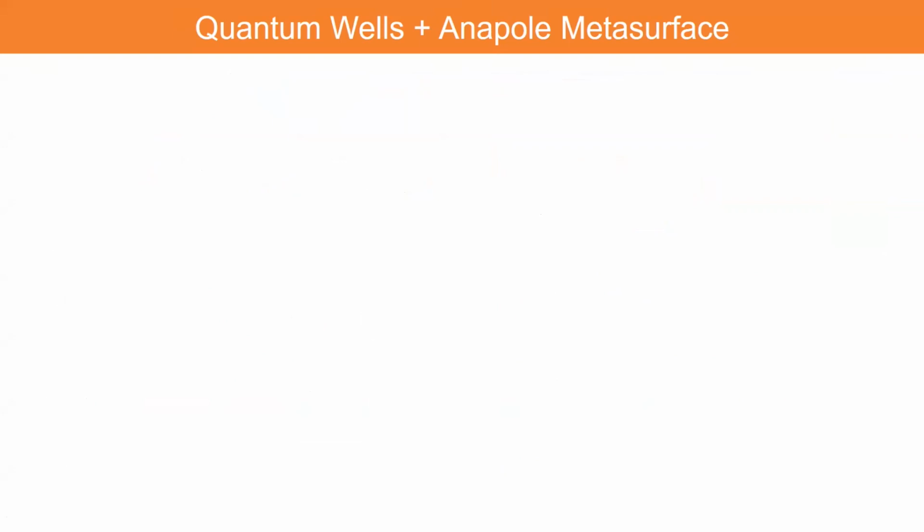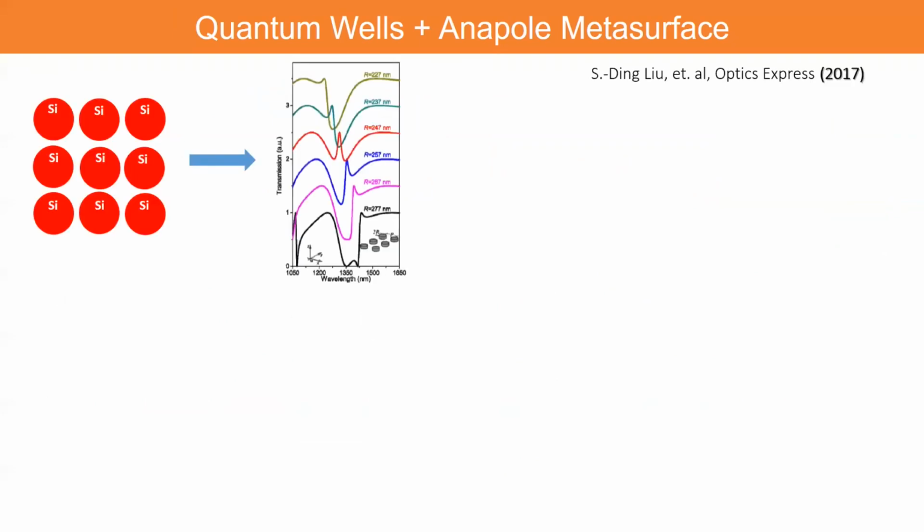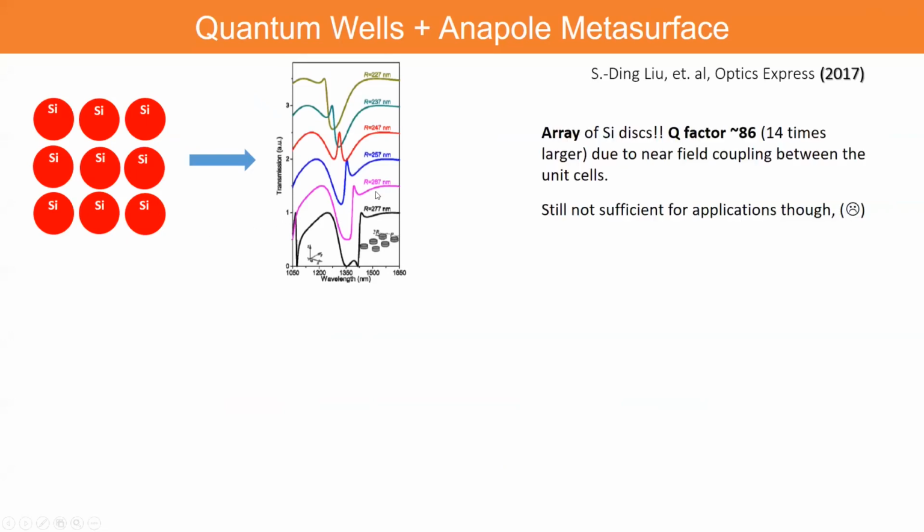especially a laser. So what was done in 2017 was that an array of such silicon disks was simulated, and it was observed that the quality factor increased by 14 times due to near field coupling between unit cells, but still this quality factor of 86 was not enough. As you can see, the resonances are not sharp enough.